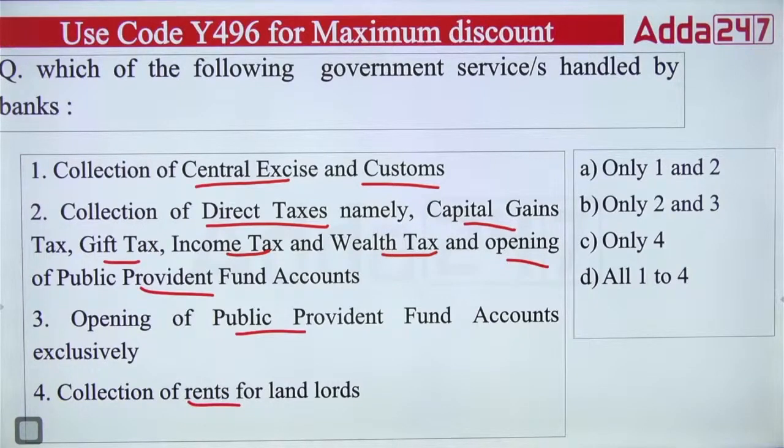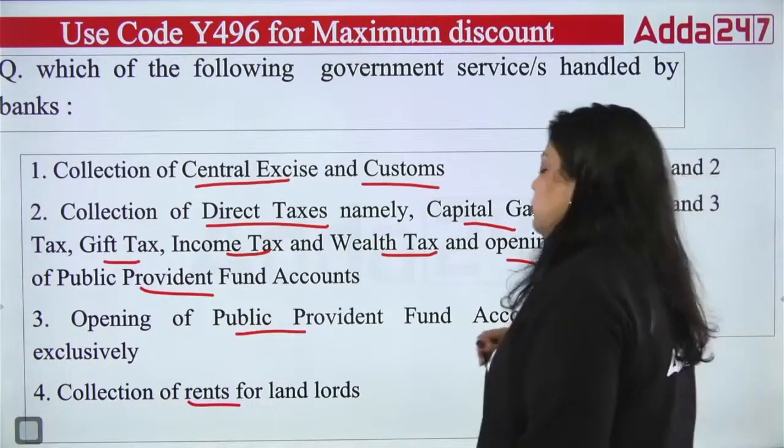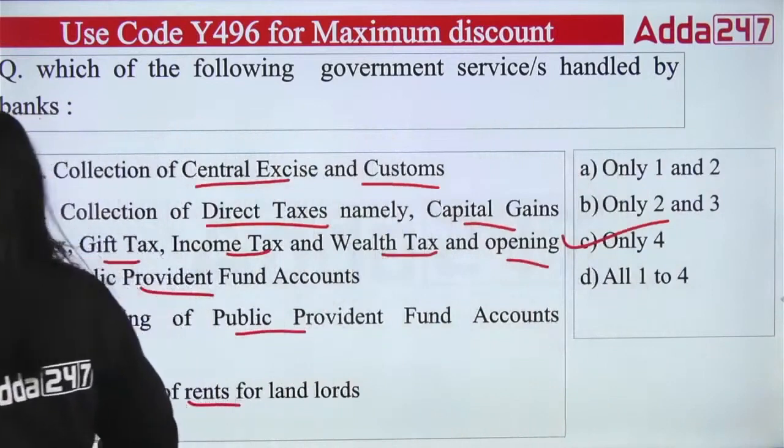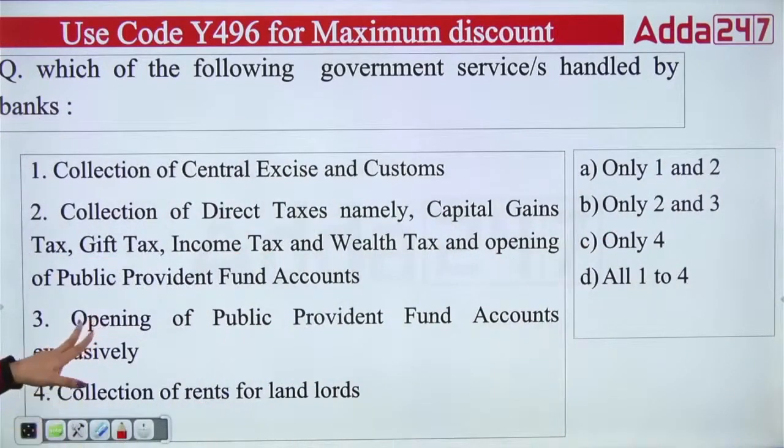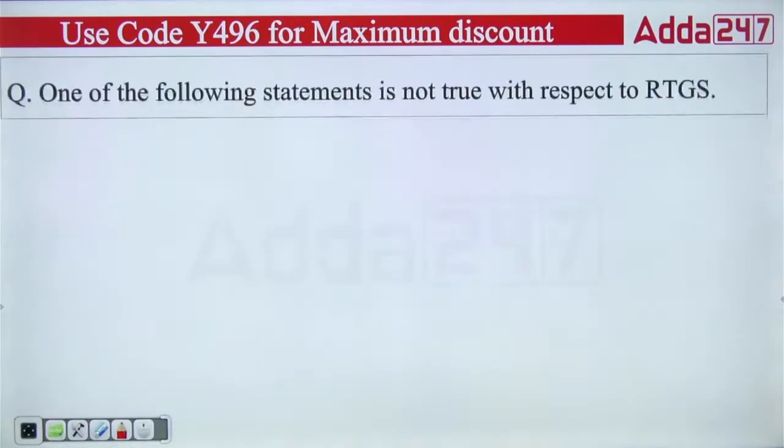And the right answer will be only 4, that is, collection of rents from landlords. So the right answer will be your C option, not the statement, the C option, that is only 4. Okay. Now the next question we have: one of the following statements is not true with respect to RTGS.